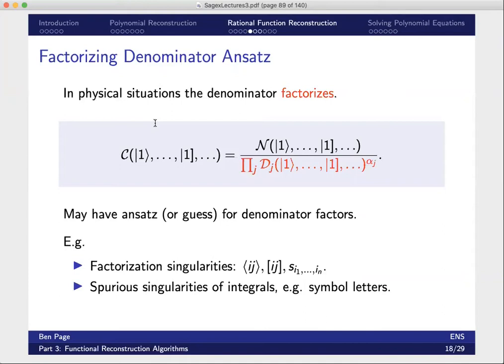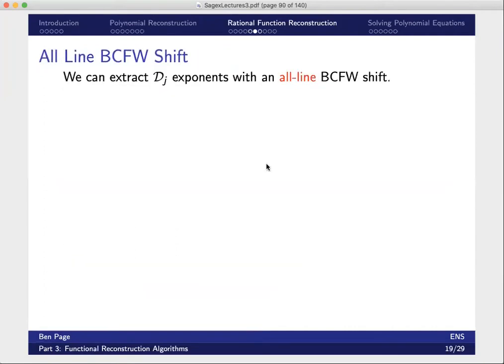And so where might you have gotten this from? Well, for example, you might expect in a physical amplitude that the denominators are coming from factorization, or alternatively, or maybe complementarily, you note that your integrals have spurious singularities coming from the symbol letters, and these would also be good candidates for the denominators. So we then work in the following, assuming that we have some good set of denominator factors, this fancy D here. And what we're going to do is to apply Thiele's univariate algorithm. But we have a multivariate rational function. So how are we going to do this?